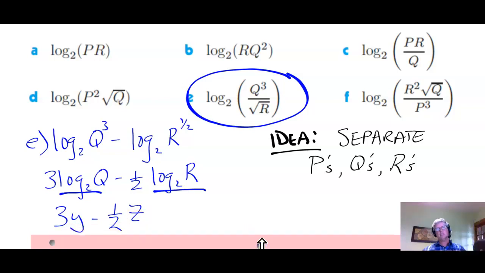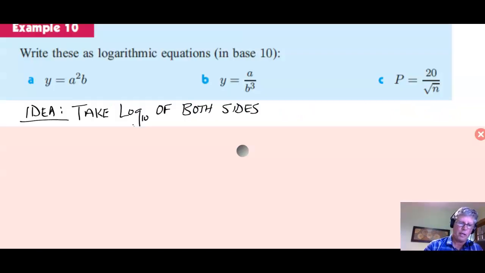I'm going fast because I've done this 1,000 times. I hope the idea is really what you're walking away with. All right, write these logarithms in.